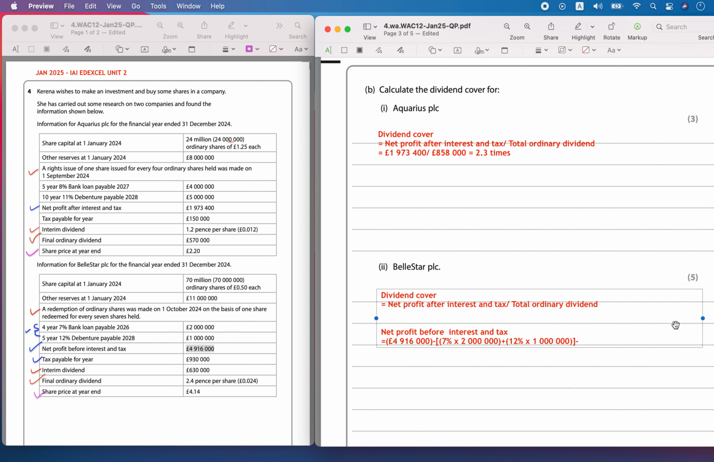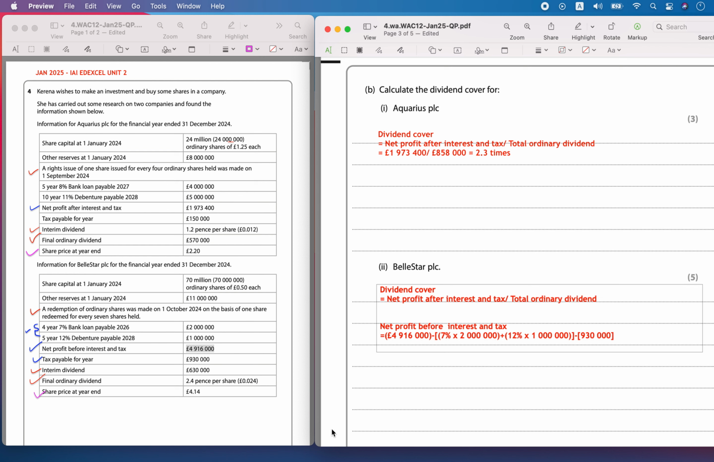And then consider the profit after the interest and tax paid. Then I also have to pay off the tax. The tax the company has to pay was 930,000, so this also you have to subtract. Then only you will get the net profit after the interest and tax.